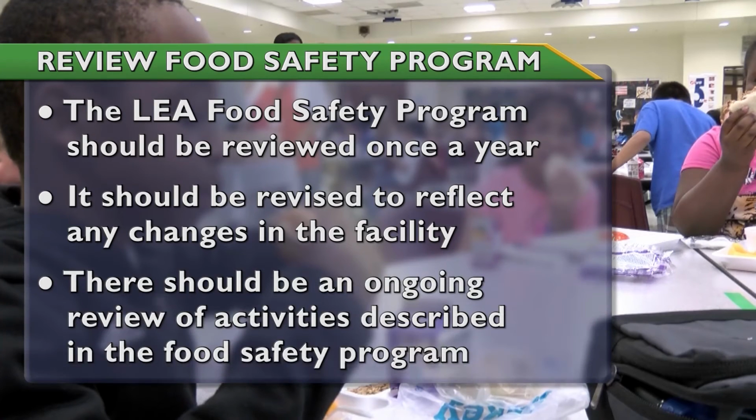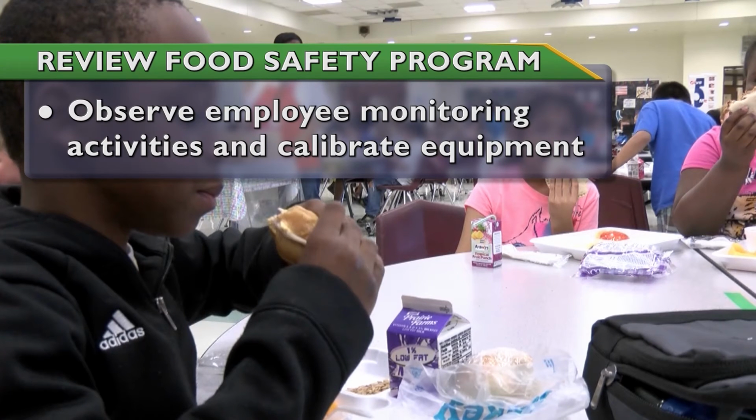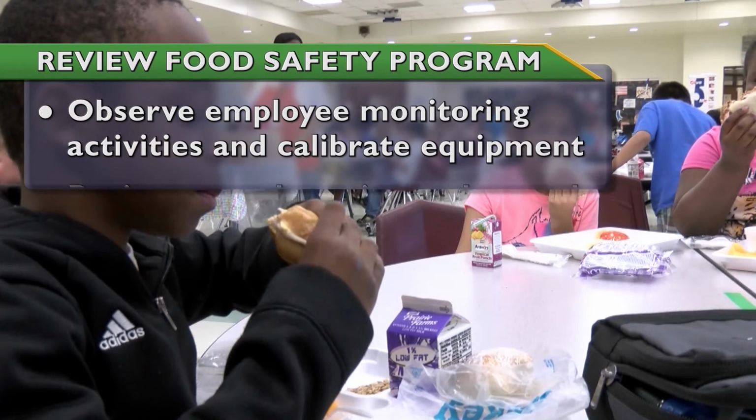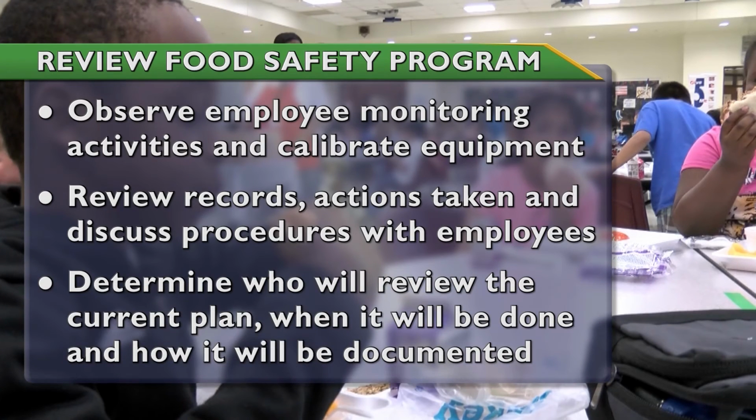There should also be an ongoing review of activities described in your food safety program. This ensures the food safety program is operating as specified in each school's plan. Designated individuals and managers should periodically make observations of employees' monitoring activities and calibrate equipment and temperature measuring devices. They should review records and actions taken and discuss procedures with employees. These activities should occur regularly to verify the program is addressing food safety concerns, and if not, to identify what should be modified or improved. Determine who will review the current plan, when it will be done, and how it will be documented.